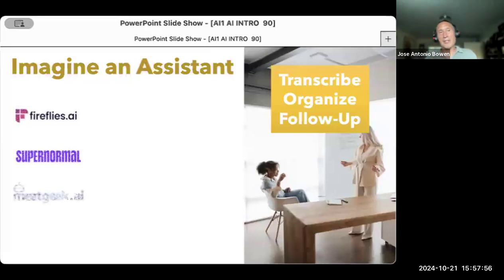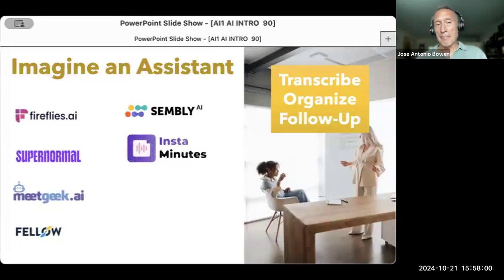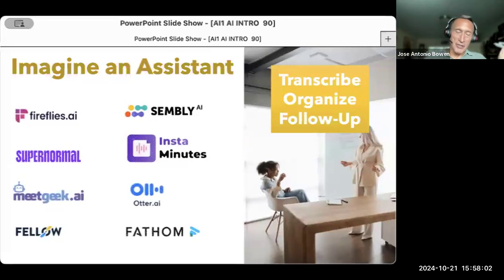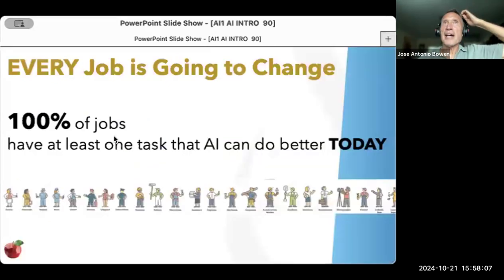There are already a number of these for meetings, right? Zoom has one built in that will transcribe your meeting, but they'll also do some other things. Otter is a really common one. So you might want to try Hume if you haven't, H-U-M-E.